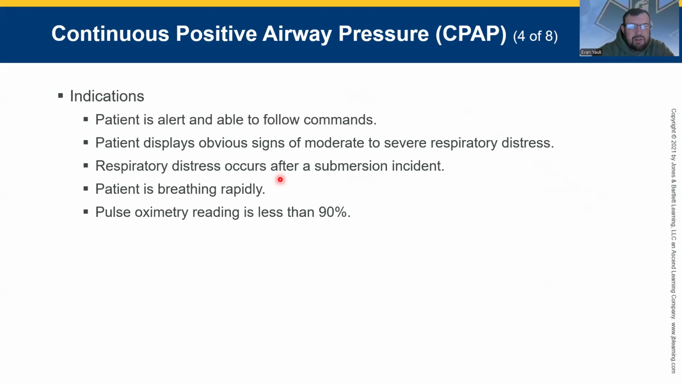So, indications: the patient is alert and able to follow commands. The patient displays an obvious sign of moderate to severe respiratory distress. Respiratory distress occurs after a submersion incident. The patient is breathing rapidly. Pulse oximetry is less than 90%.